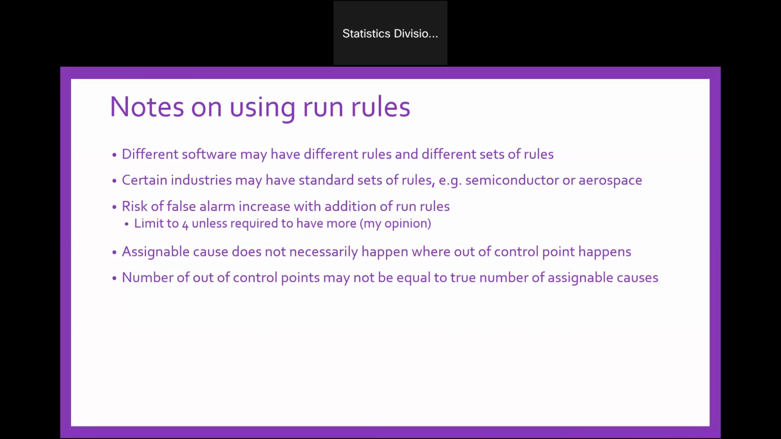Every time you add another way to determine it's out of control by adding another run rule, you increase the risk of false alarm. So you need to be careful not to just go turn them all on, or you'll be having signals all over the place and it won't necessarily indicate assignable causes all the time. And it'll just create havoc, in my opinion.